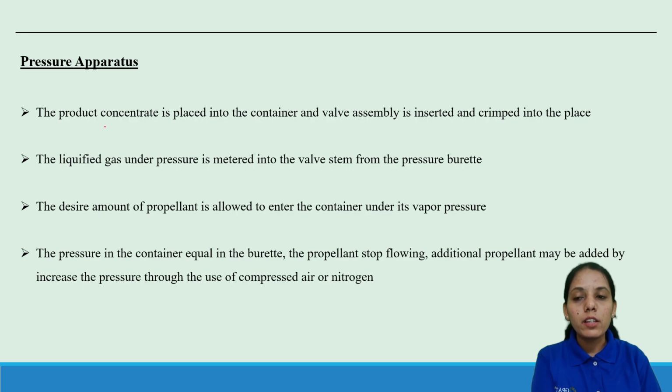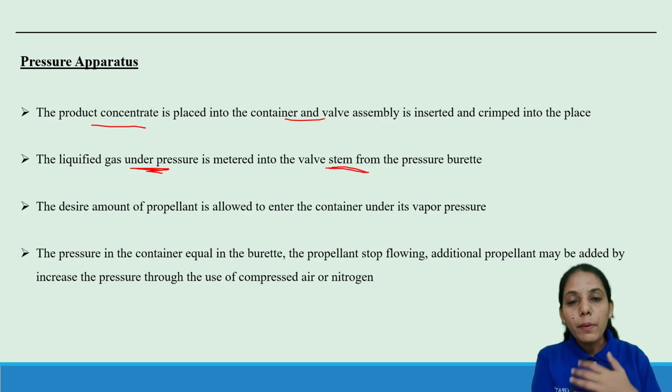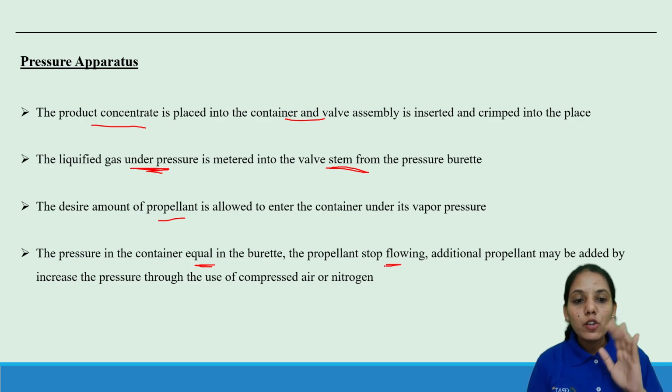Next is pressure apparatus. So in which the product concentrate is placed into the container and valve assembly is inserted and crimped into the place. Now the liquefied gas under pressure is metered into valve stem from the pressure burette. So the desired amount of propellant is allowed to enter the container under its vapor pressure. When the pressure in the container is equal to the burette, the propellant stops flowing.